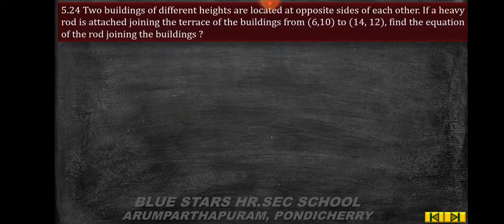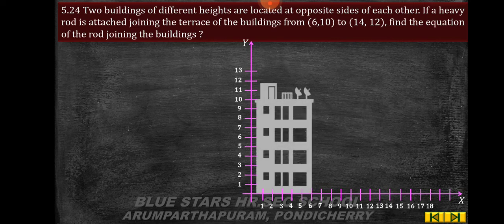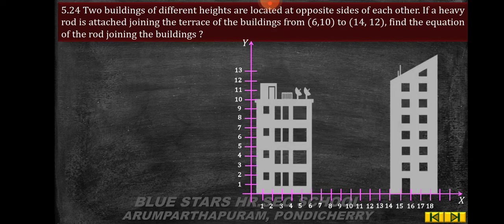Then example 5.24. Two buildings of different heights are located at opposite sides of each other. If a heavy rod is attached joining the terrace of the buildings from (6, 10) to (14, 12), find the equation of the rod joining the buildings. So for example, you just draw one graph. You just mark the points on the x-axis and y-axis respectively. Then here is the building. Two buildings are there.